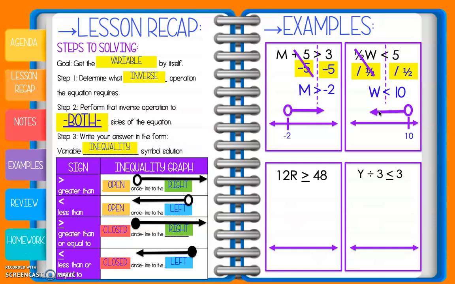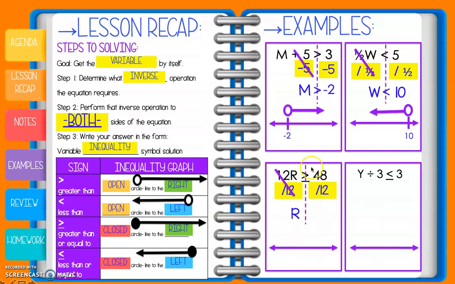All right, down here we have 12r is greater than or equal to 48. So we're going to draw our line and separate our inequality. I know that a 12 right next to an r means to multiply. So to cancel out a multiply by 12, we're going to divide by 12. Whatever I do on the left, I have to also come over and do on the right. So I have a times by 12. I have a divide by 12. And those are opposite, so they're going to cancel each other out. And I'm left with just an r.